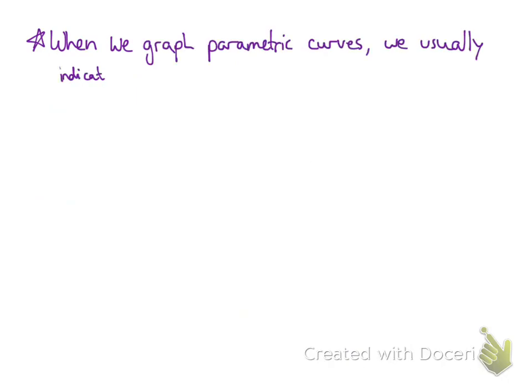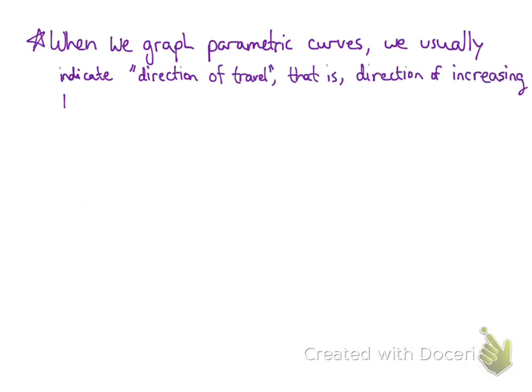When we graph parametric curves, because we're thinking of these as paths of objects moving through time, we usually indicate which direction the object is traveling along the curve. That is, as t gets bigger, which way do the points go? And we indicate that with an arrow.